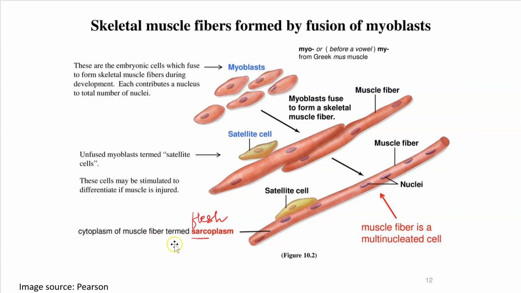Okay, so the cytoplasm of the muscle is called sarcoplasm. We'll no longer call it a cytoplasm, so keep this term in your mind. Sarcoplasm is the cytoplasm of the muscle cell.